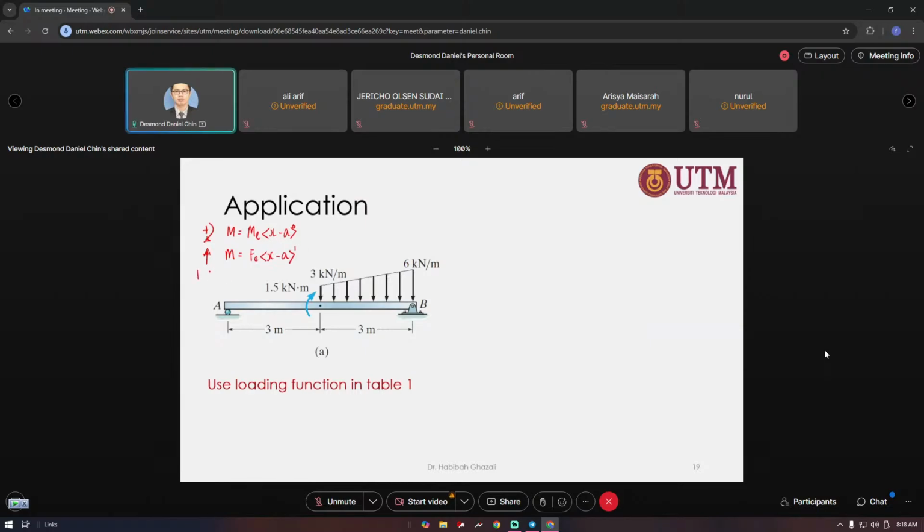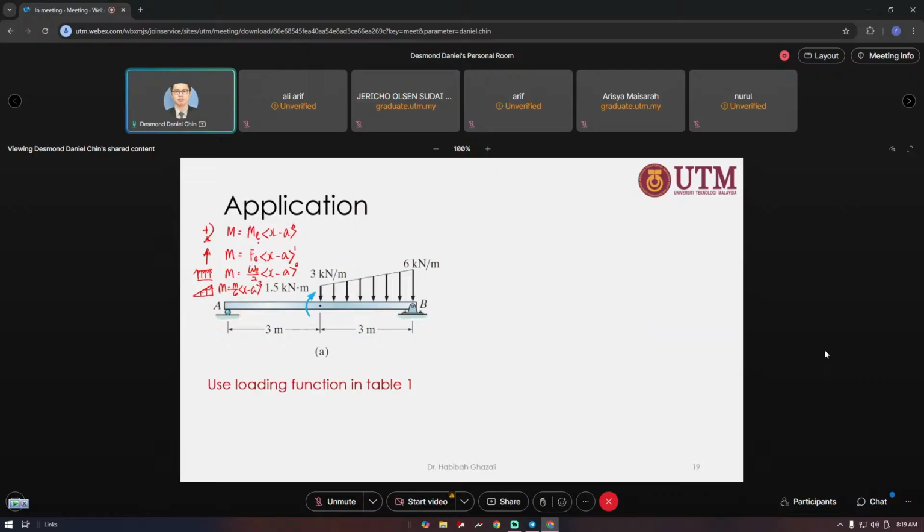Next, if you have distributed loading pointing upward, then M equals w over 2 times x minus a squared. Lastly, if you have triangular loading pointing upward, then M equals w over 6 times x minus a to the power of 3. You can see the pattern over here. It is very easy for you to memorize. The power increments from 0, 1, 2, 3.